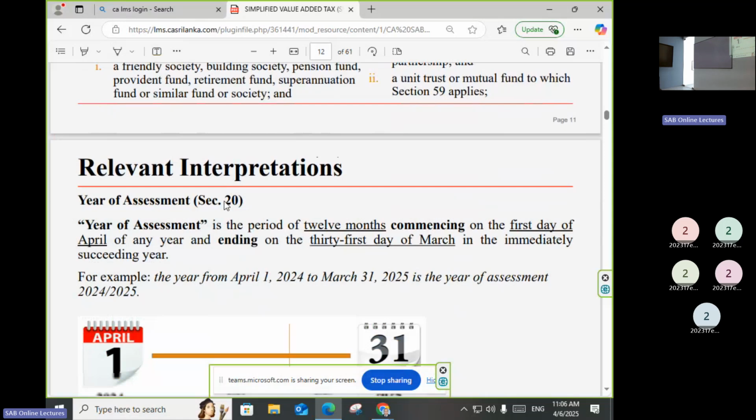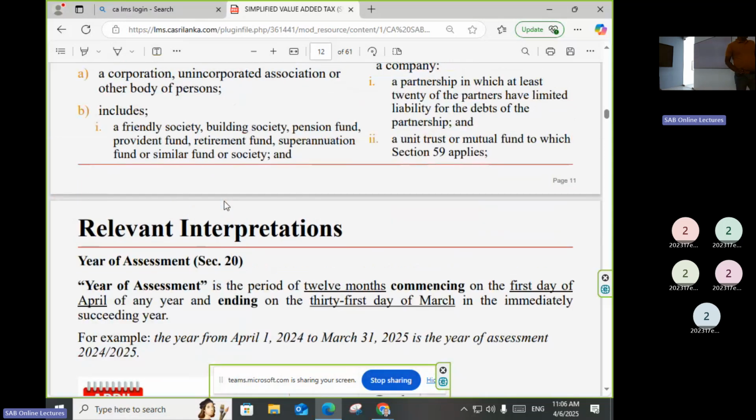But section 59 says what activities can be done by the unit trust. If they are not doing that type of thing, for the tax purpose, that is also coming under the definition of company. Otherwise, it could be coming under the trust. That's the meaning.